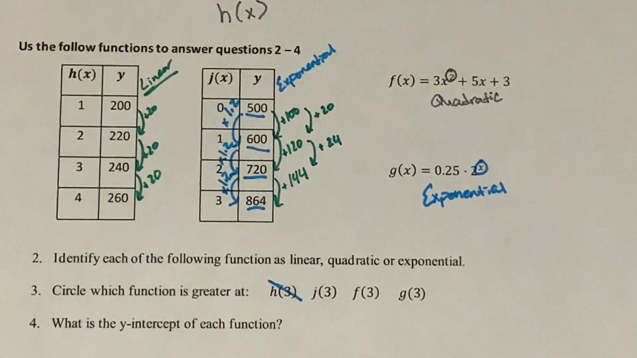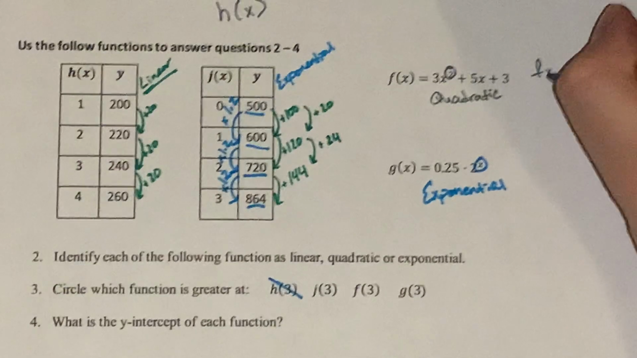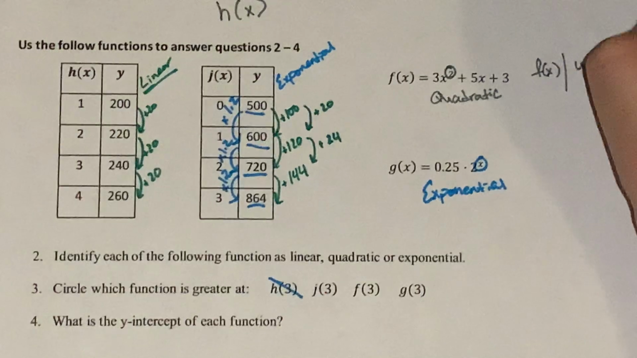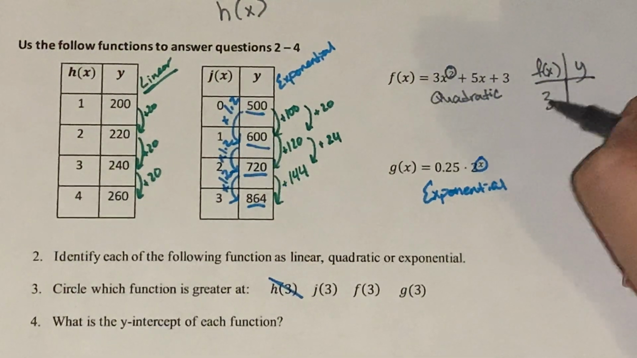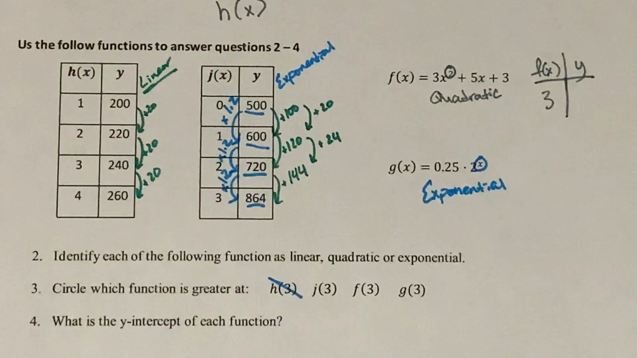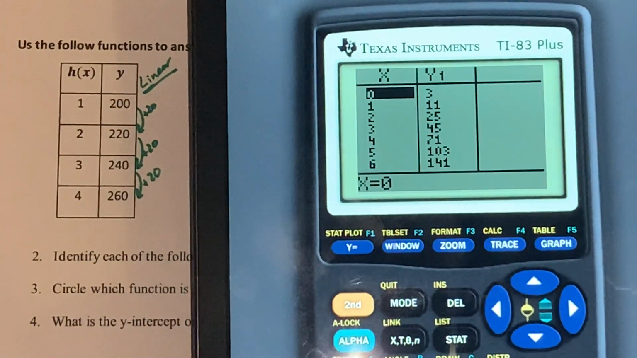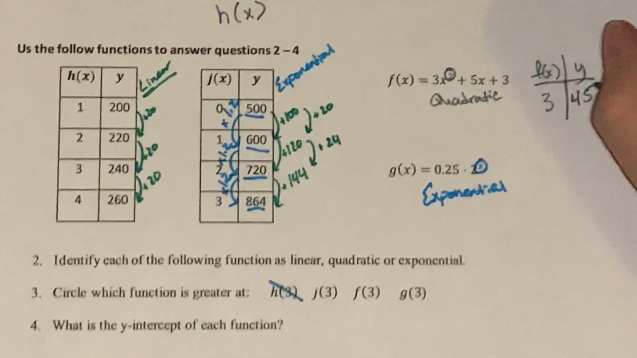So for the quadratic here, f of x, when x is 3, what is y? If you have a graphing calculator, make good use of that. 3x squared plus 5x plus 3, and then I'm going to put it in a table, and if you see the table, where x is 3, y is 45. So where x is 3, y is 45.